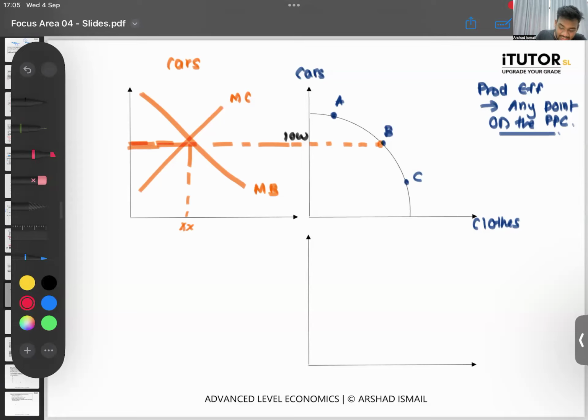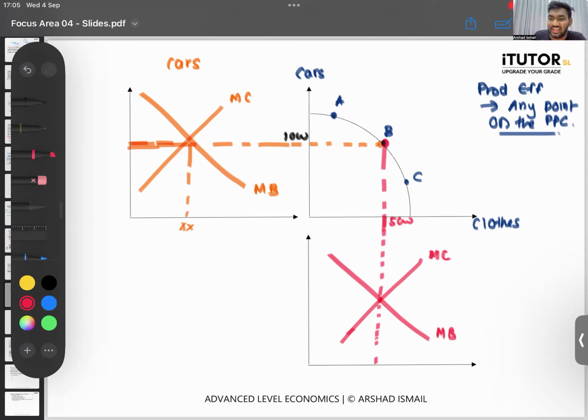Then how do we figure out the ideal level of clothes we need? For that, you need to have the marginal cost and the marginal benefit curve for clothes. That will show you the ideal level of clothes we need. So let's say we need 5,000 clothes. So this point B is the one that is allocatively efficient. The point where marginal benefit and marginal cost are cutting each other, that's the allocatively efficient one. So point B represents allocative efficiency. A, B, and C represent productive efficiency.